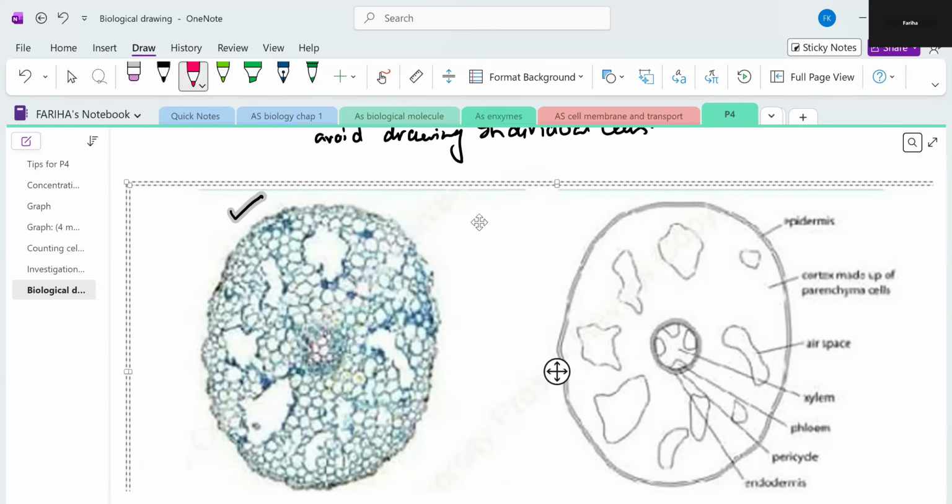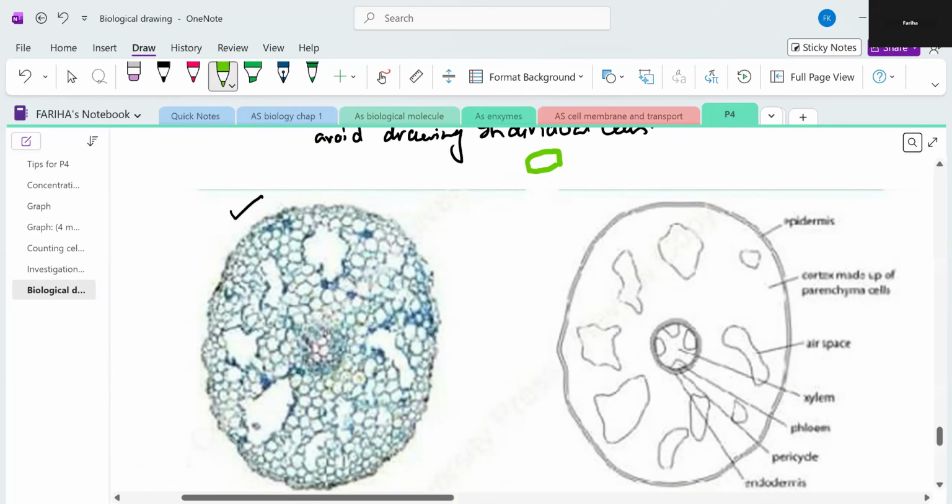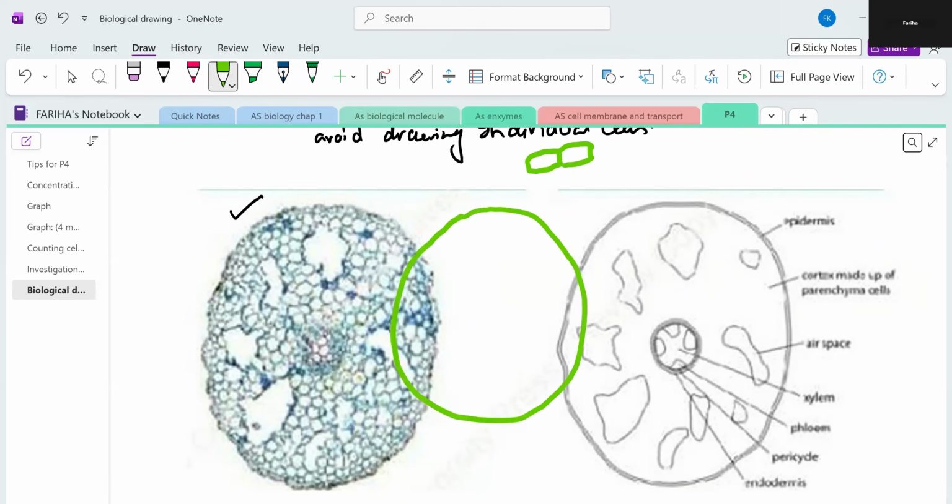Okay, so the epidermal cells are like this, barrel shaped cells. As it is double walled, how are we going to show the outer layer of this structure? We need to show it with a double line. So first line and then the second line.